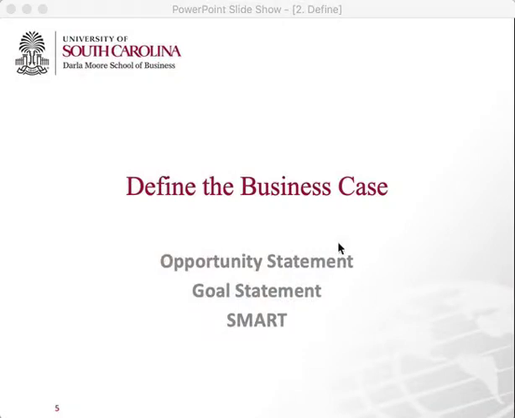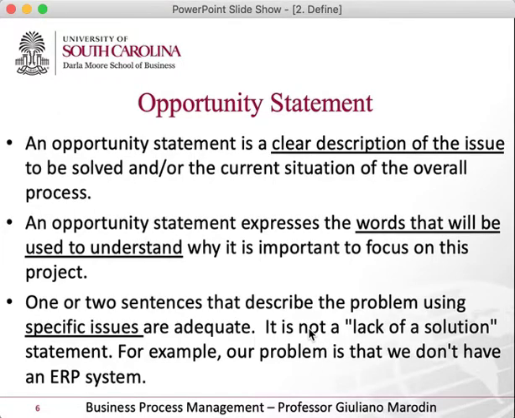Okay, let's deep dive into define. So now we're going to define the business case. We're going to talk about these important things: opportunity statement, goal statement, and SMART. These things look easy, but they're not.